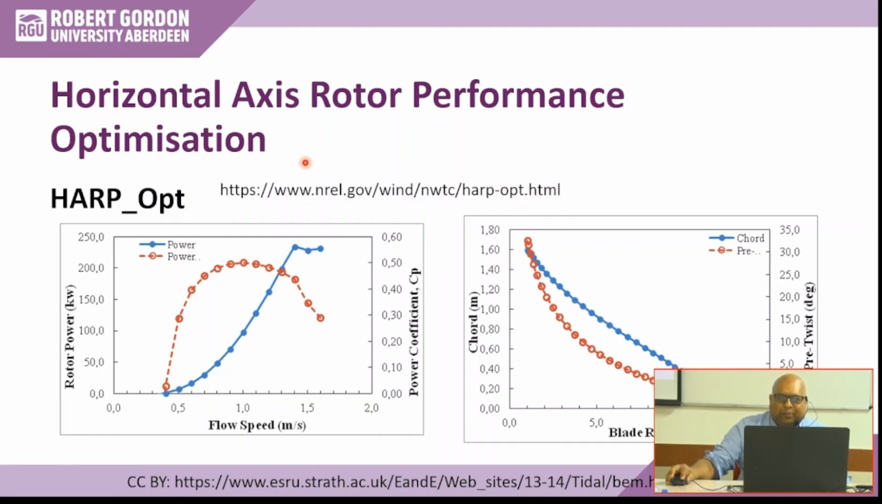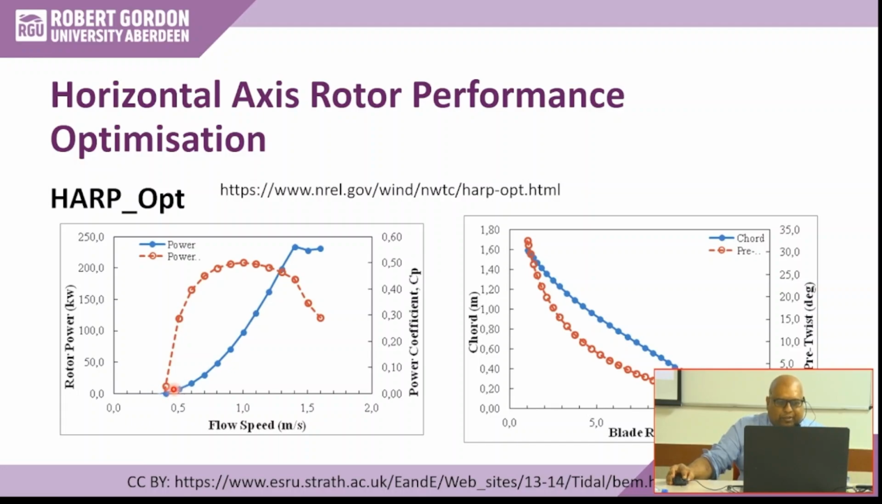And this software will do that. HARP Opti. Understand? Once you get the blade, you know the velocity, and each blade will have a lift coefficient and drag coefficient for each of these angles. Once you get the lift and drag coefficients, you should be able to calculate your power.